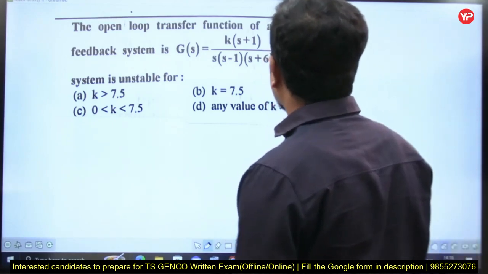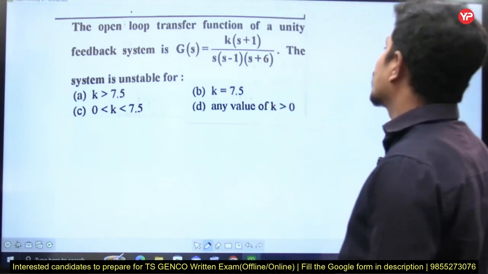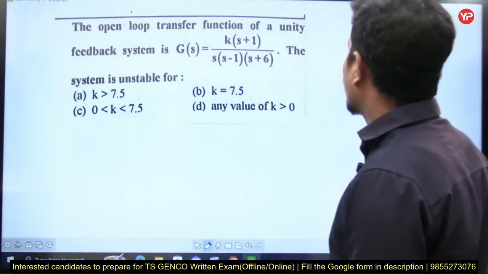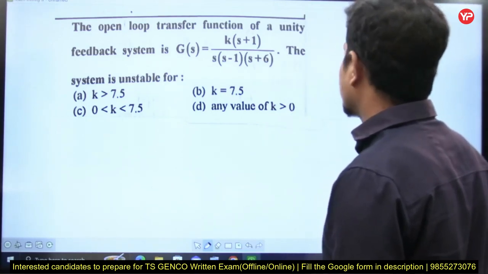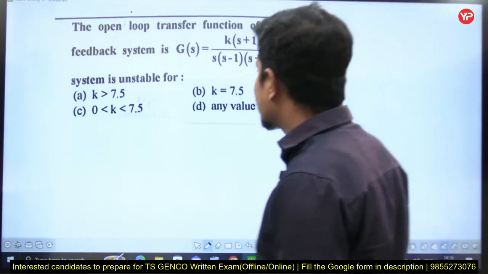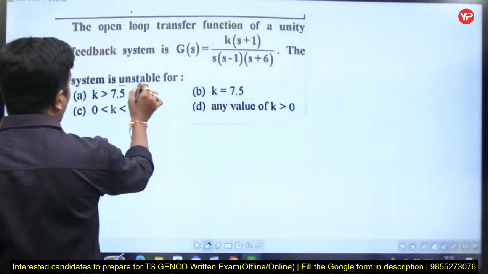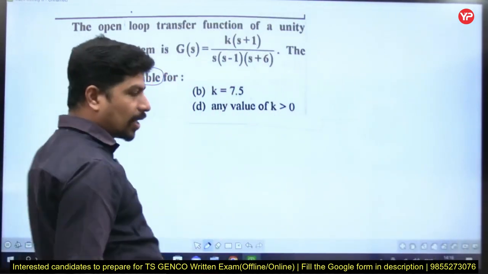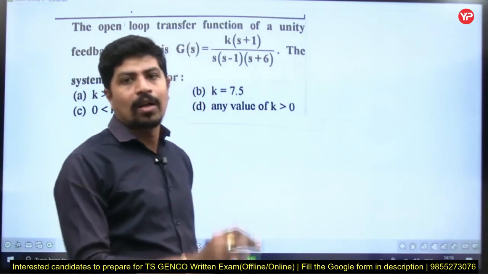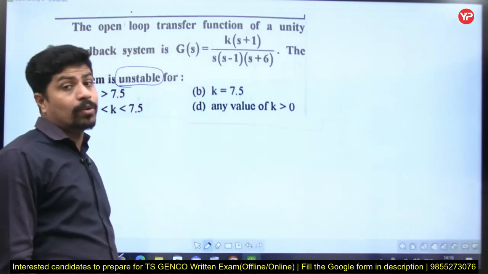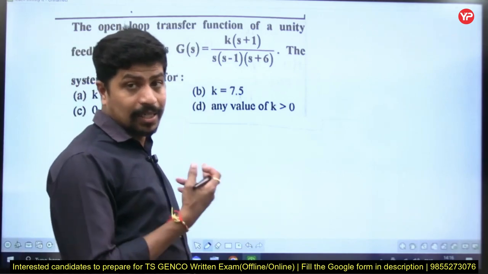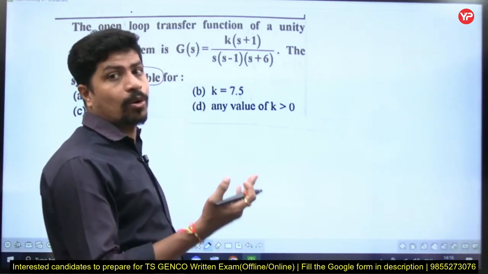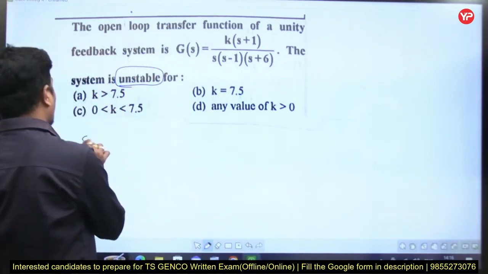The open loop transfer function of a unity feedback system is given as G of S is equal to K into S plus 1 by S into S minus 1 into S plus 6. The system is unstable for, please underline that. People in a hurry will read it as stable. They will do the calculation correctly, but they are going to tick the wrong answer, because they have read the question the wrong way. It is unstable for.